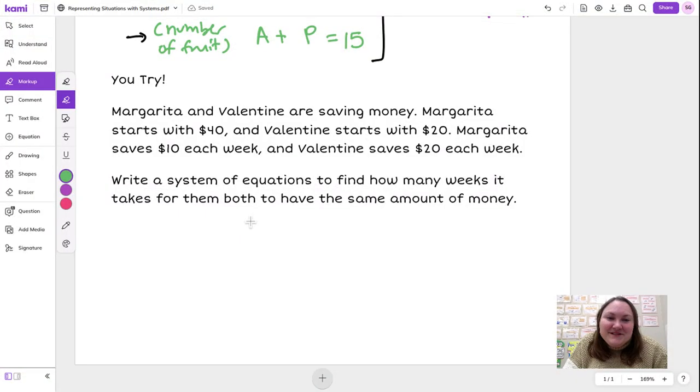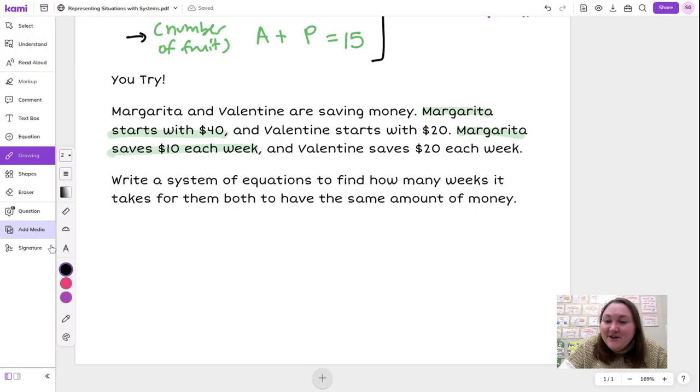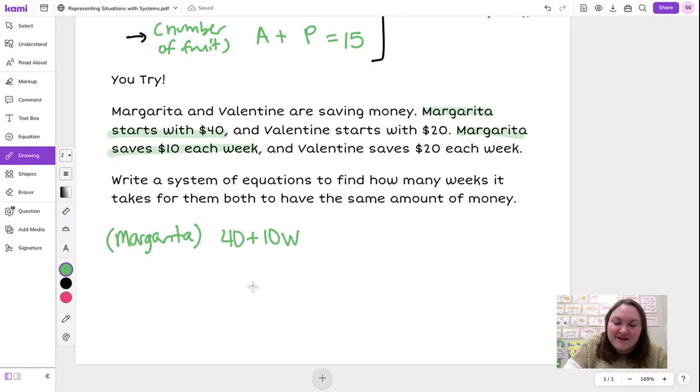So our two groups of information in this story are going to be Margarita and Valentine. I know for Margarita that she is starting with $40 and that she saves $10 each week. So one of my equations would be about her and her savings. I know she is starting with $40, so I can put $40 down. And she saves $10 each week. And that would be describing maybe the total money in the account.